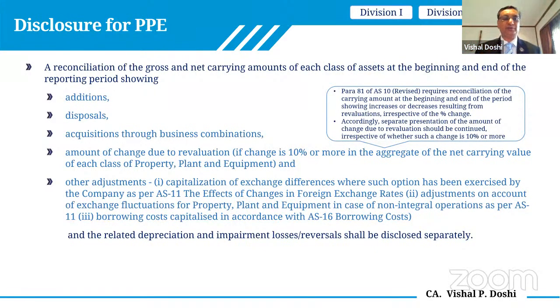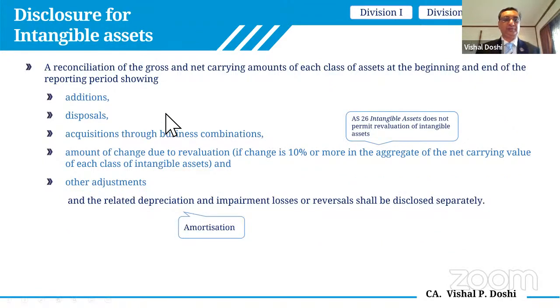For each line item, we have to give this separately, and also the depreciation and impairment losses reversal. So this is with respect to the property, plant, and equipment.